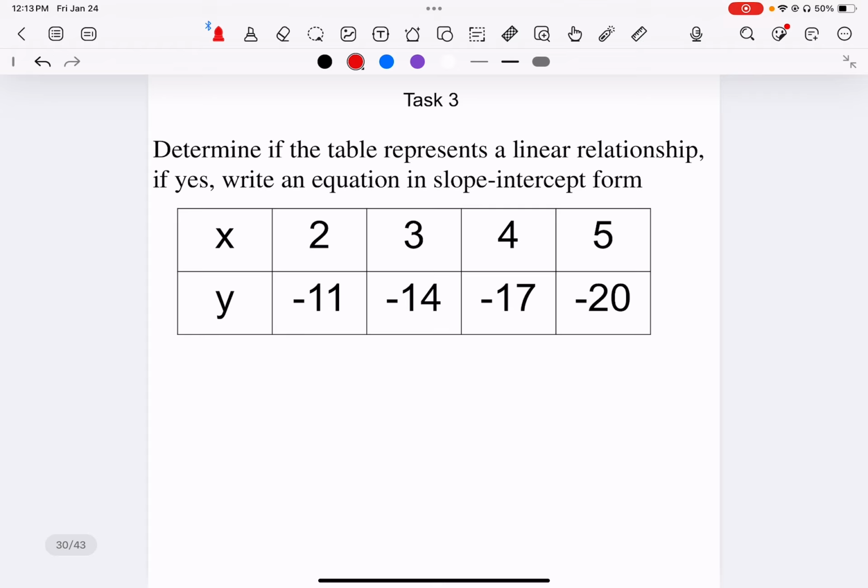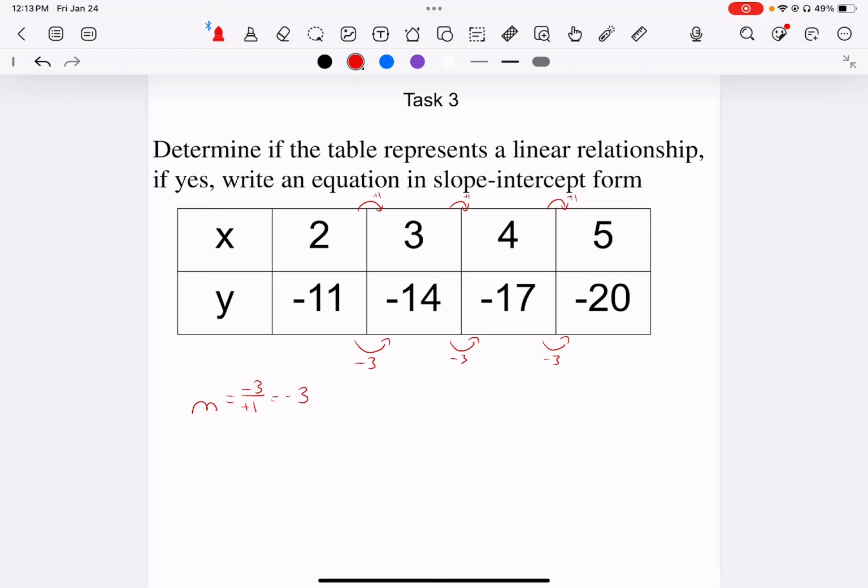Determine if this table represents a linear relationship. If yes, write the equation in slope-intercept form. So first I'm going to see how the y is changing. All my y's are changing by subtracting 3. My x's are changing by adding 1. So since I have the same changes, that means it is linear, and I can use those changes to determine my slope. My slope is a change in y over change in x. So that's -3 over +1, or just -3.